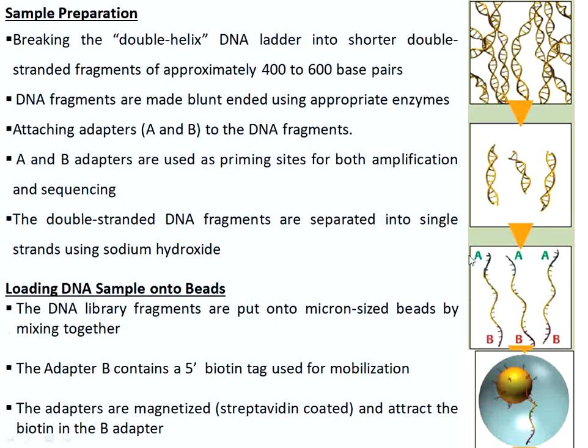After the adapters have been ligated and the fragments made single-stranded, these adapter-ligated fragments are then attached to the microbeads. So the next step in Roche 454 sequencing is loading this DNA sample onto the microbeads. The DNA library fragments are put on the micro-sized beads by mixing them together, and the fragments will attach to the microbead because they contain adapter B, which has a tag called the 5' biotin tag.